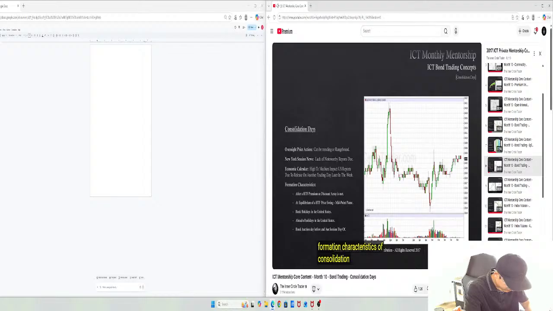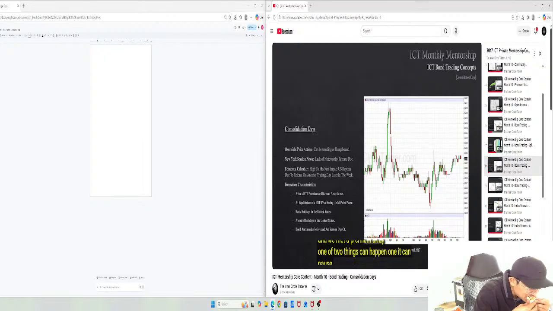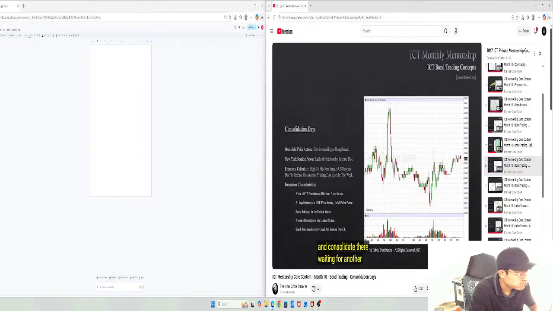Formation characteristics of consolidation days. After a higher time frame premium or discount array is met, for instance, if we've been trading higher for a while, moving away from a discount, and we met a premium array, one of two things can happen. One, it can pause and consolidate there, waiting for another point at which it can continue higher for another PD array, or it can retrace after that consolidation, or it can simply just reverse.